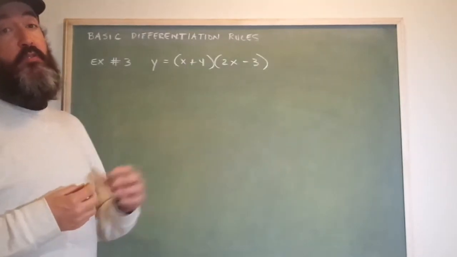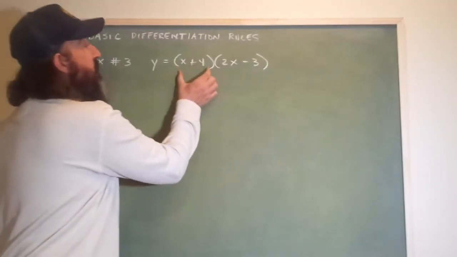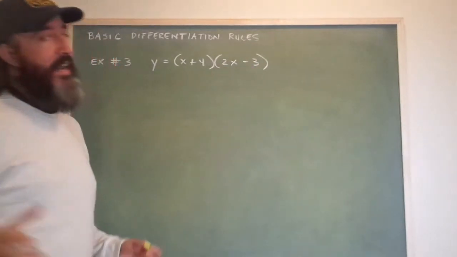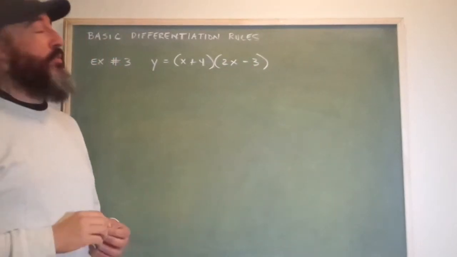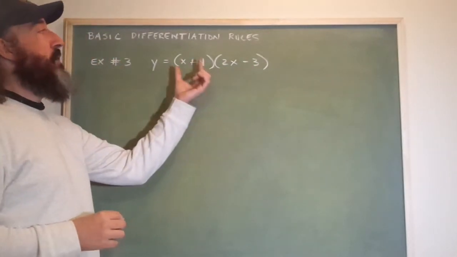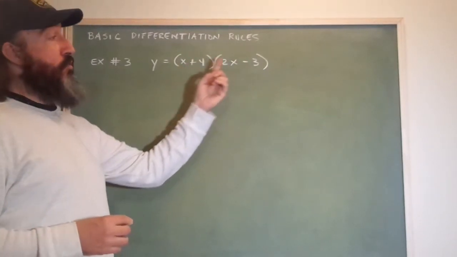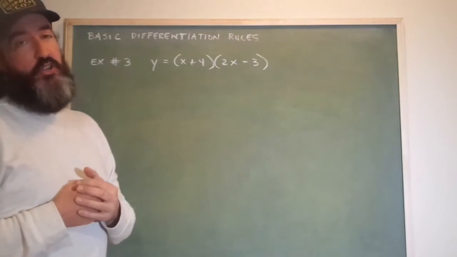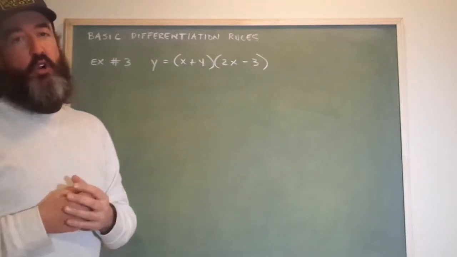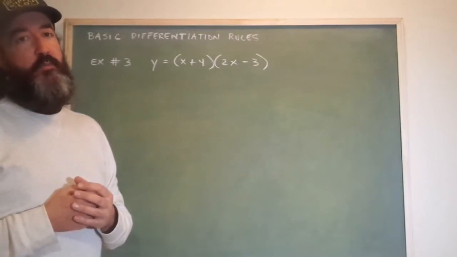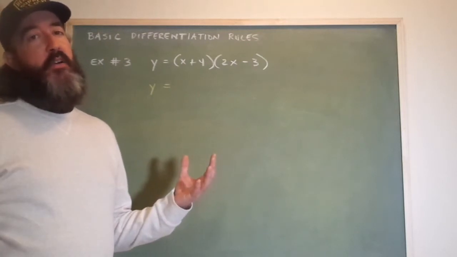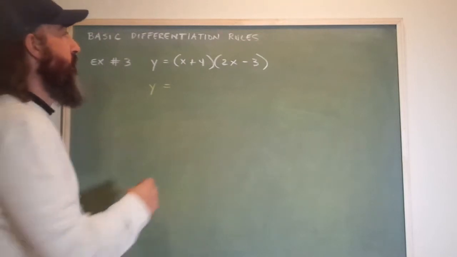Here in example number 3, we're asked to get the derivative of something times something. And I hate to inform you, it's not just as simple as getting the derivative of this and multiplying it with the derivative of this. The derivative of this is 1, the derivative of this is 2, but I'm going to show you that the derivative of this is a little more complicated than 1 times 2. At this point in our study of calculus, we have no choice but to FOIL this out.